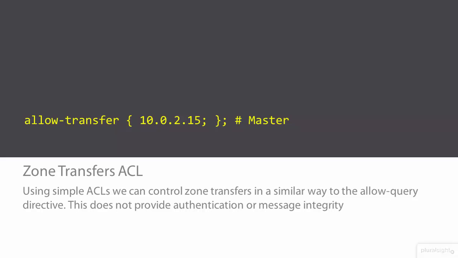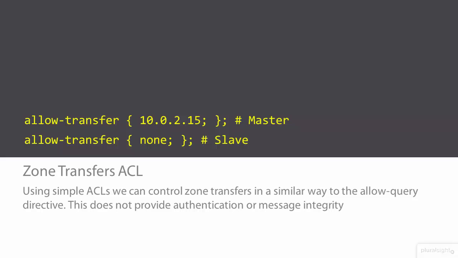We could, on the master, consider an access control list similar to this. Allow transfer, and then saying 10.0.2.15. That's the only slave server that we have. On our slave server, the CentOS box, we might add allow transfer none, because nobody should be transferring from that. Yet the transfer is going to happen from the master to the slave, not the slave to the master or the slave to anywhere else.